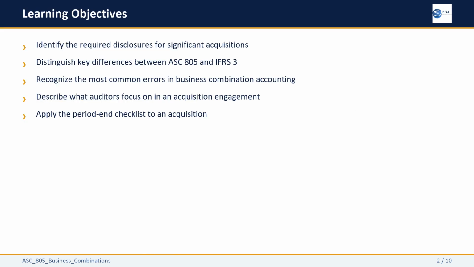By the end of this section, you'll be able to identify all required disclosures for a significant acquisition, both in the period of acquisition and in subsequent periods. You'll distinguish the meaningful differences between ASC 805 and IFRS 3. You'll recognize the most common errors that arise in business combination accounting. You'll describe the specific areas auditors focus on and what documentation they expect. And you'll apply the period-end checklist to ensure no step has been missed in a live acquisition engagement.